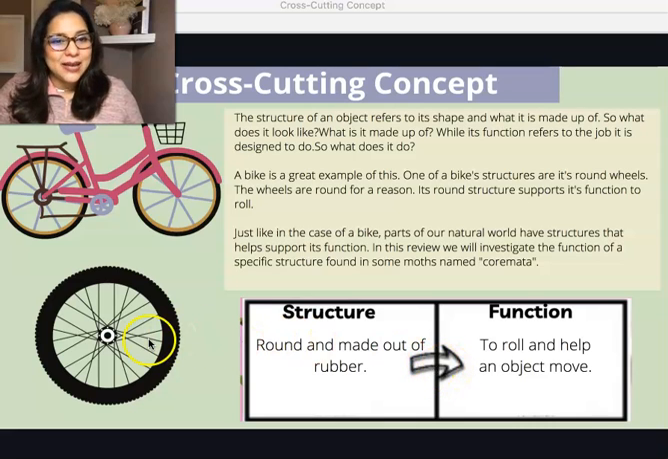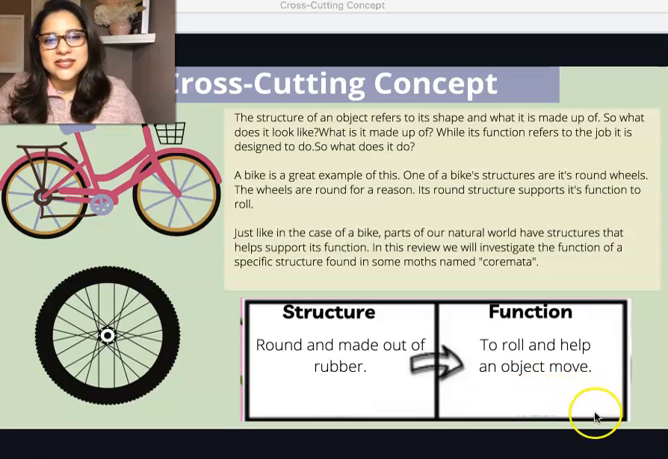So let's go ahead and examine a wheel. When we discuss structure, we refer to the shape of an object and what it is made up of. So going back to our wheel, we observe that it is round, right? And it is made out of rubber. Now, for the second column, we want to look at the function of a wheel. And by function, I mean its job, right? So the job of a wheel is to roll and help an object to move.